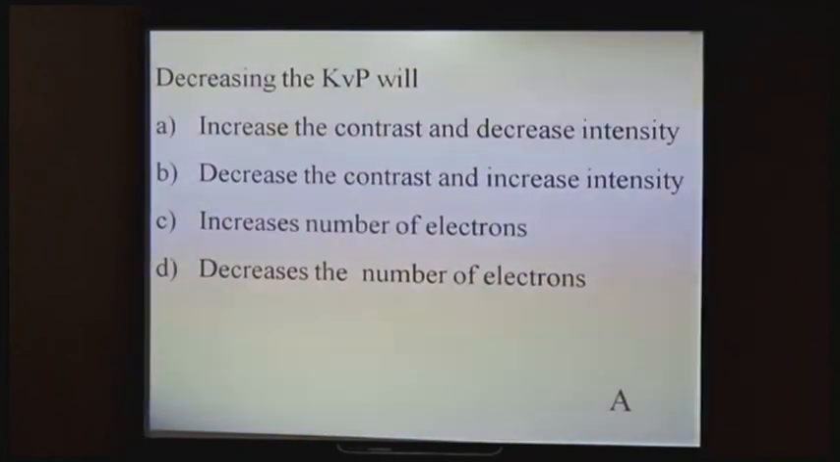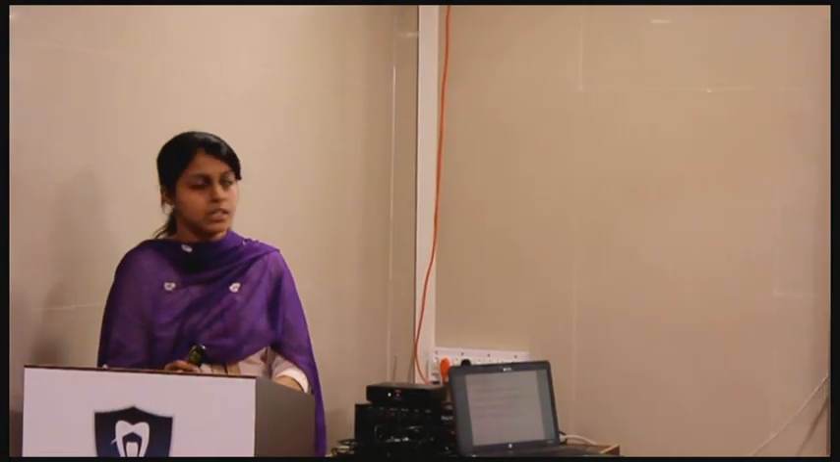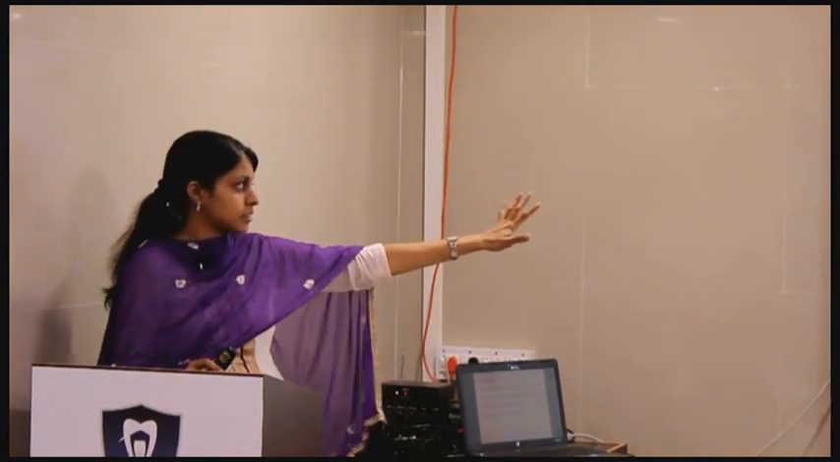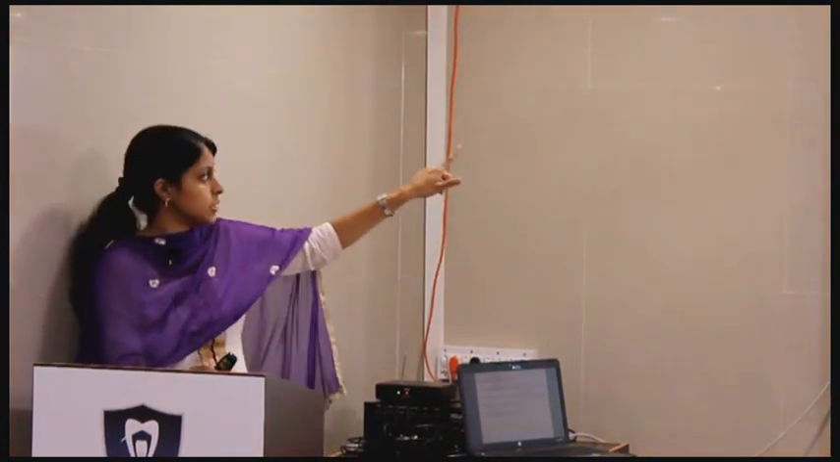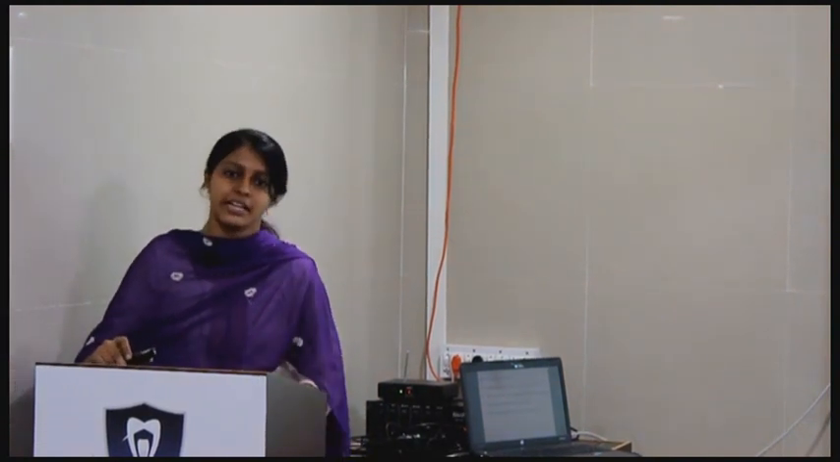It is definitely A, alright. When you are decreasing the KVP, it will improve your contrast. But obviously it is not B, it will not decrease the contrast. That will happen when you are increasing the KVP. So ideally you must keep KVP at a low level. And number of electrons is for MA. KVP is velocity of electrons, not number of electrons. Number of electrons is MA. So with that you can rule out the last two options.